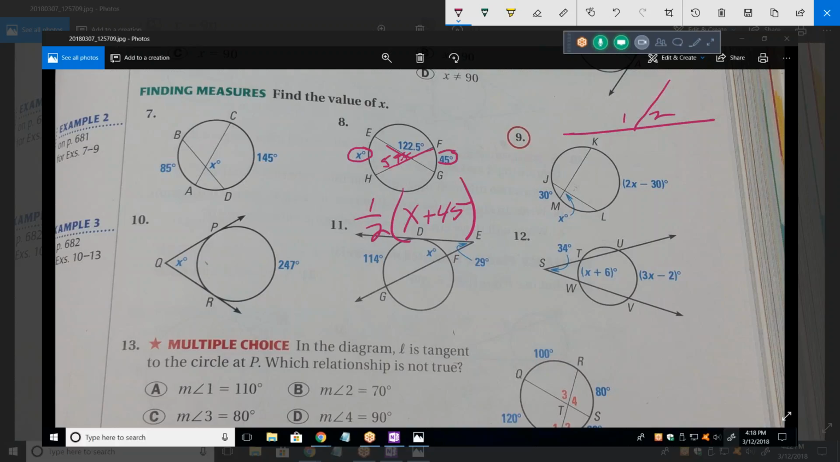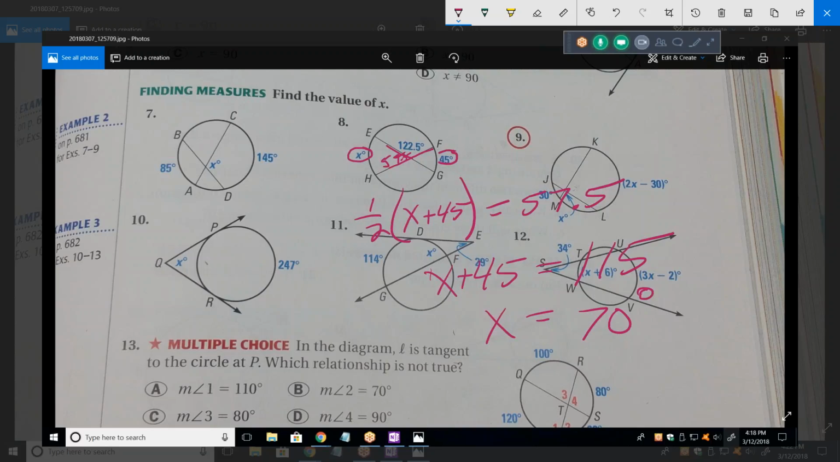Okay? And now you can say that if I know that angle, then I can figure out the measurements of these arc lengths, because I know that 1/2 of x plus 45 has to equal 57.5. So x plus 45 would equal 115. X would equal 70 degrees of arc measurement. Okay, yeah, that makes sense.